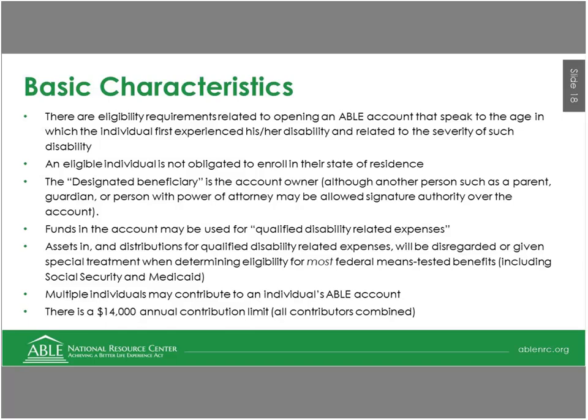Again, going back to what I think is one of the most significant and special characteristics of ABLE: assets in, so money in, and distributions for qualified disability-related expenses will be disregarded or given special treatment when determining eligibility for most federal means-tested benefits, including Social Security and Medicaid. The reason we say most instead of all is because there is one exception, and we went over that on the last webinar, but just really quickly, it's for those folks who have ABLE accounts who also are receiving SSI. Only the first $100,000 in the account will be excluded.